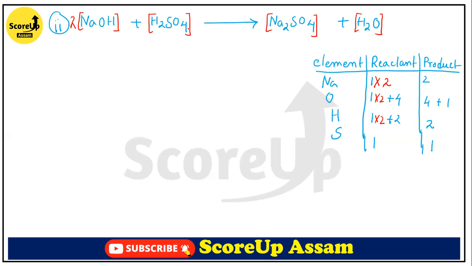6 oxygen. Okay. Here, how many? 1 plus 5, that is 6 oxygen. So if we multiply 2 here, that means 4 plus 2. Now if we multiply this product by 2, that means now 2 oxygen plus 4 oxygen, 6 oxygen. Now oxygen is balanced.